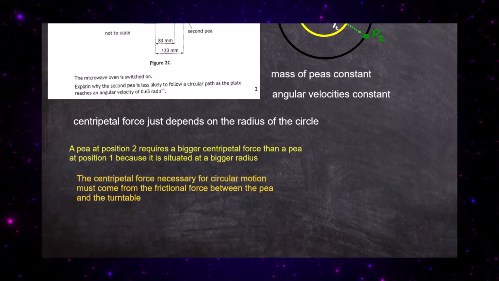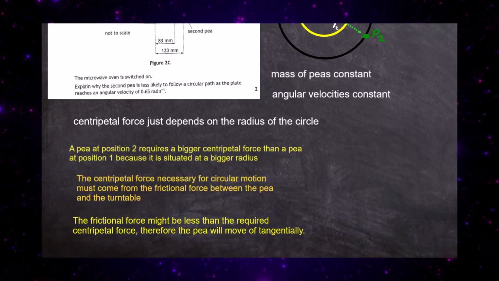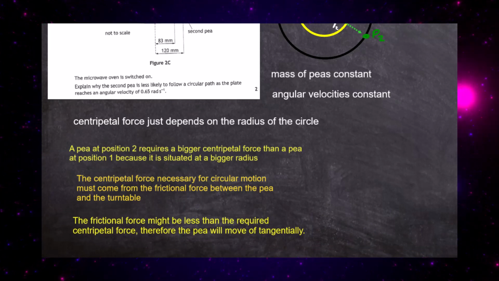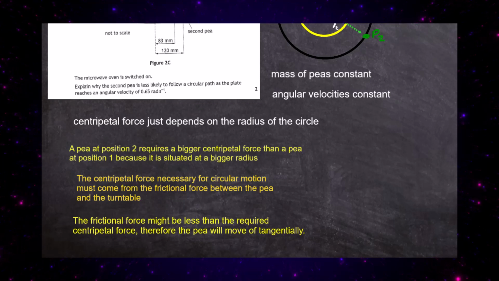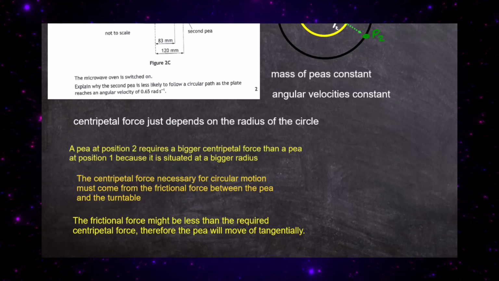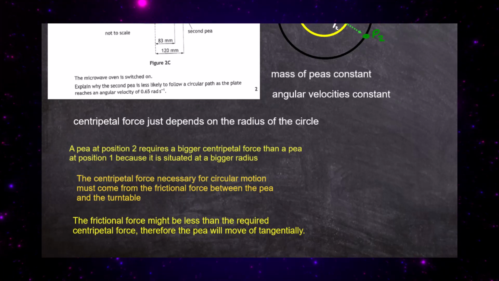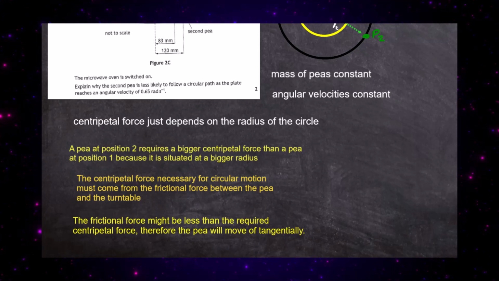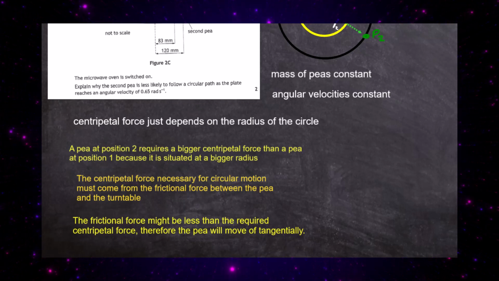So why is P2 likely to fly off the turntable? Well, the simple answer is the following. The frictional force might be less than the required centripetal force. Therefore, the P will move off tangentially. So the frictional force between the P's surface and the turntable can only provide so much force for the centripetal force. But the further the P moves out from the centre, the bigger the centripetal force it requires, which might in fact exceed the frictional force, and therefore the P would be unlikely to keep in circular motion.